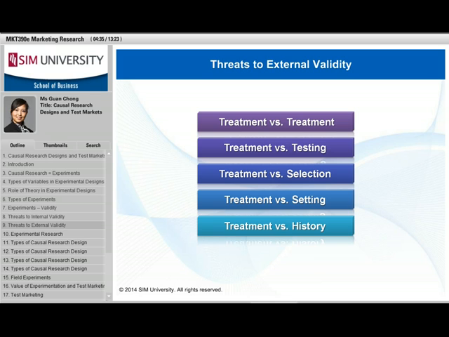Treatment versus testing: when a pre-measurement process sensitizes test subjects to respond in an abnormal manner to treatment manipulations. Treatment versus selection: generalizing the results to other categories of people beyond those types used in the experiment. Treatment versus setting: generalizing the results to other environments beyond the one used in the experiment. Lastly, treatment versus history: using the existing functional relationship to predict future phenomenon outcomes.